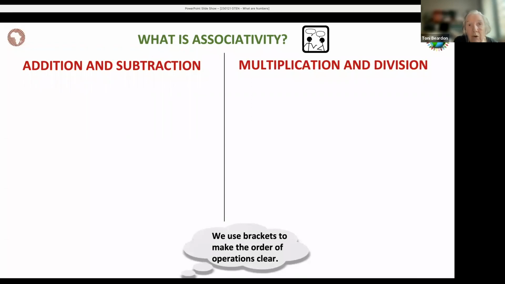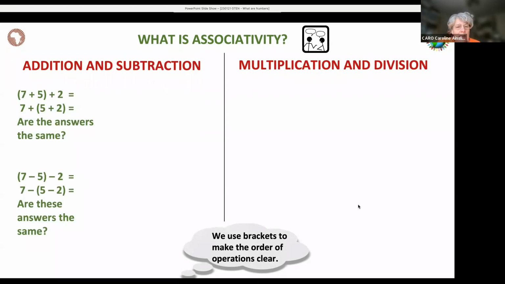So here we've got associativity. Sorry, Tony, I did have it. I was just muted. We've looked at addition and subtraction. We've looked at multiplication and division. We're going to look at associativity, which applies to, what does it apply to? So we're going to use brackets in order to make the order of operations clear.